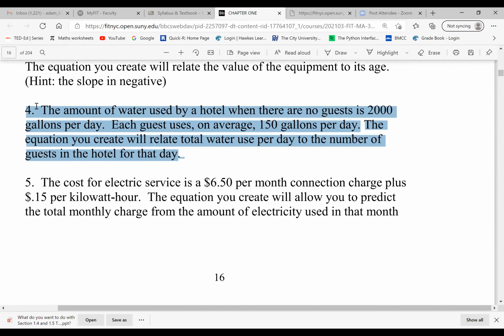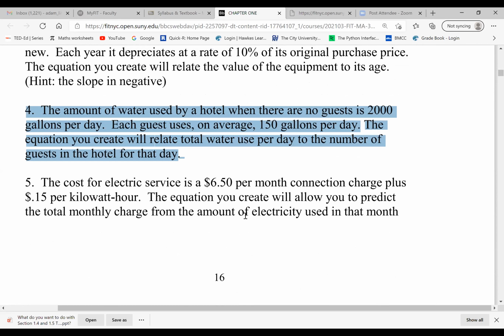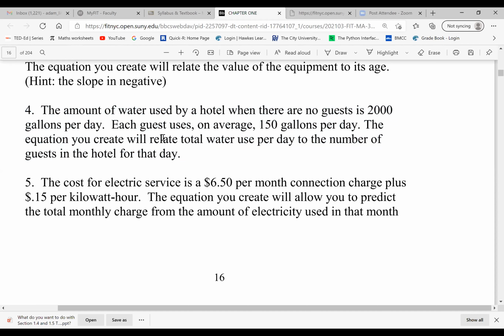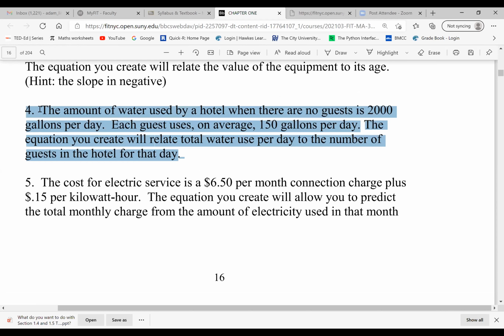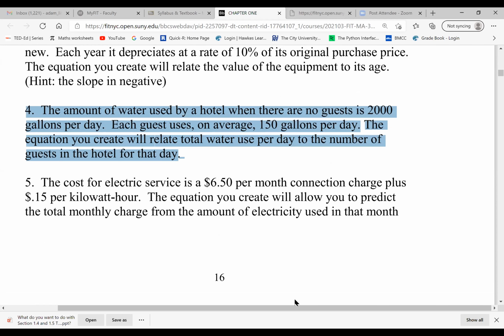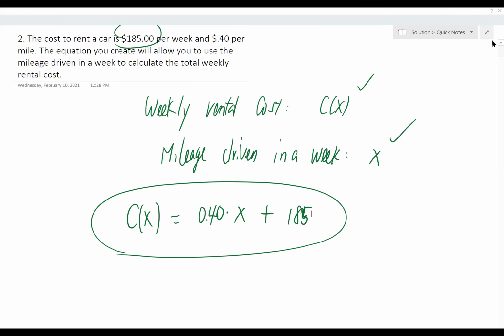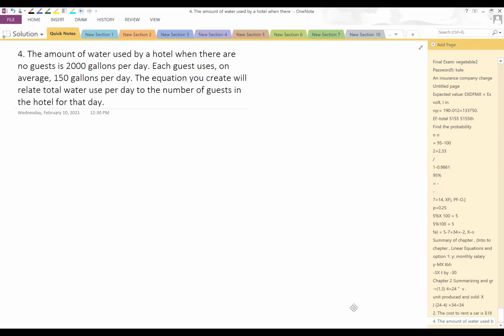The amount of water used by a hotel when there are no guests is 2,000 gallons per day. That means this is a fixed amount of the water use, right? And then for each guest, they use about 150 gallons per day. So the equation you create will relate total water use per day to the number of guests in the hotel for that day. Okay. Anybody want to come up with the equation here for question 4? Would it be 150x plus 2000?